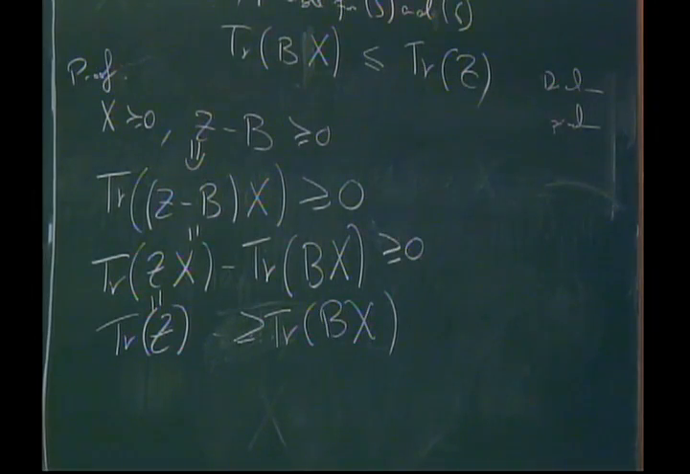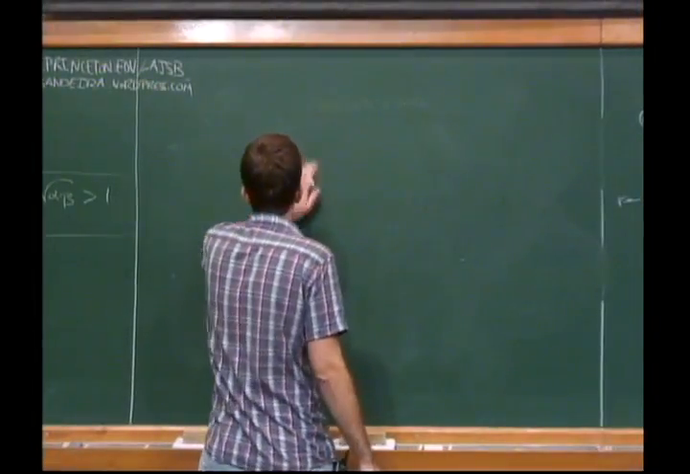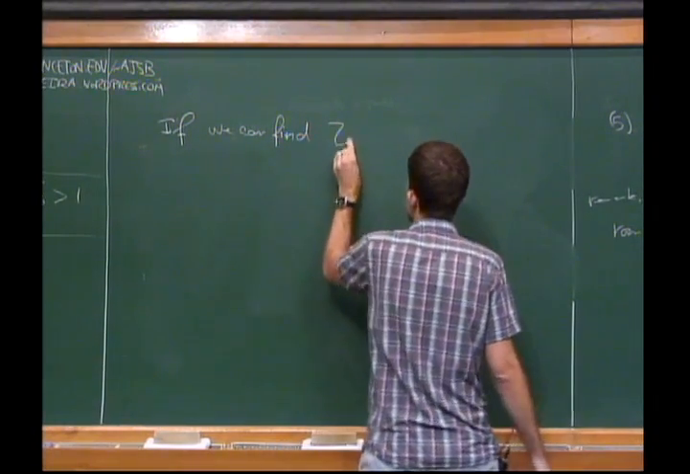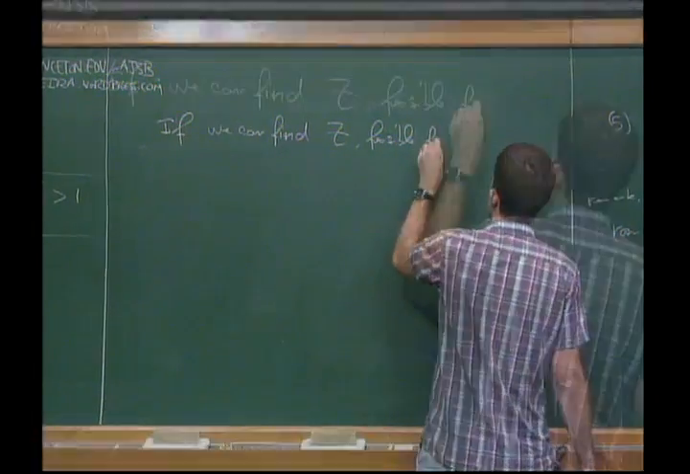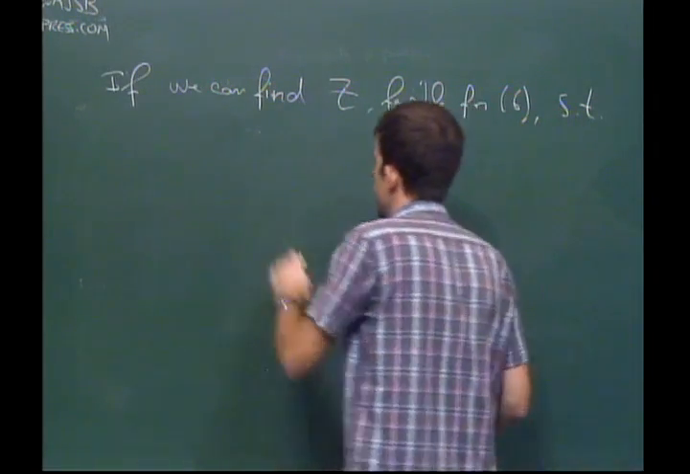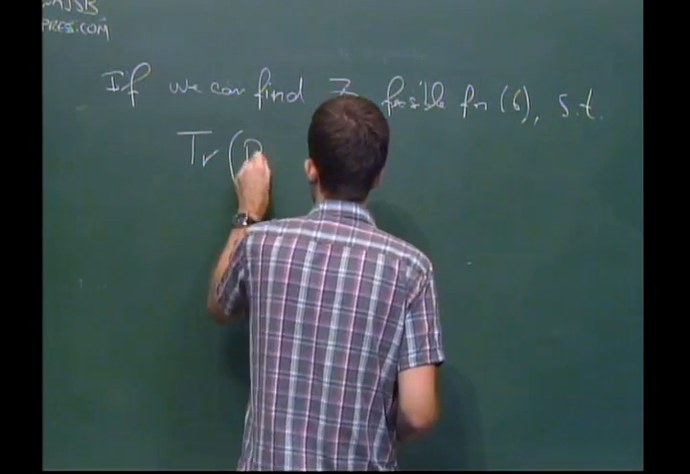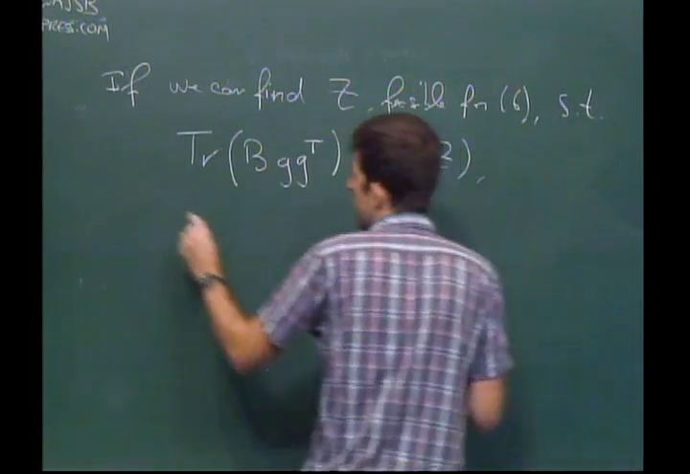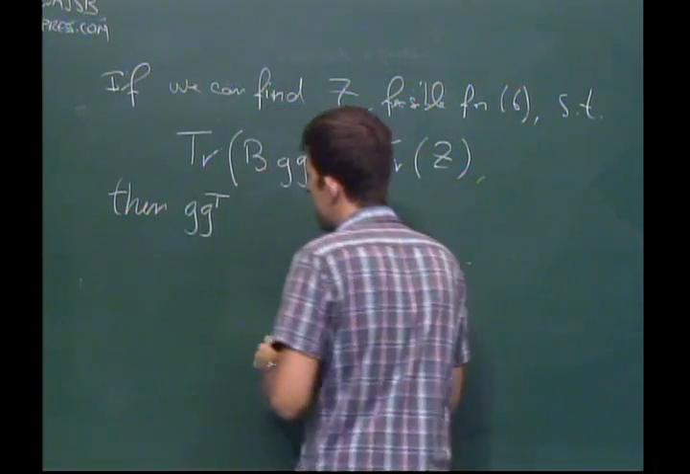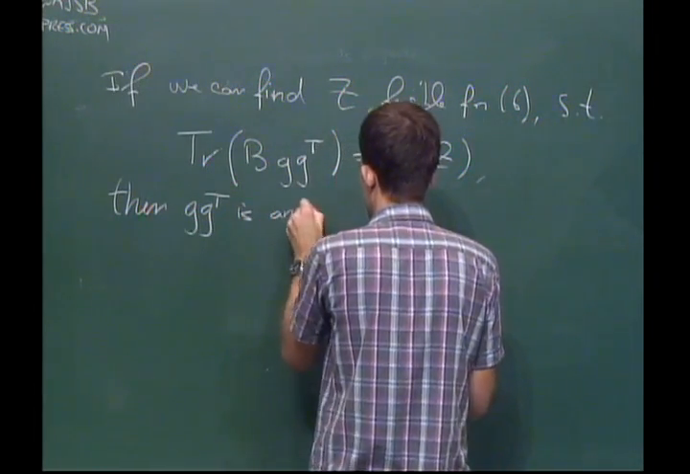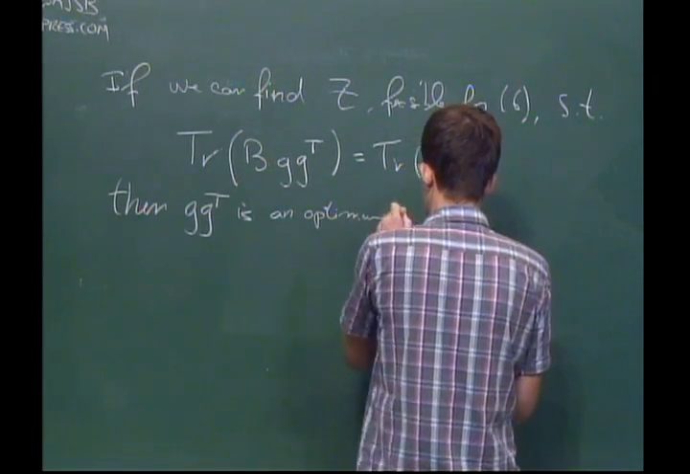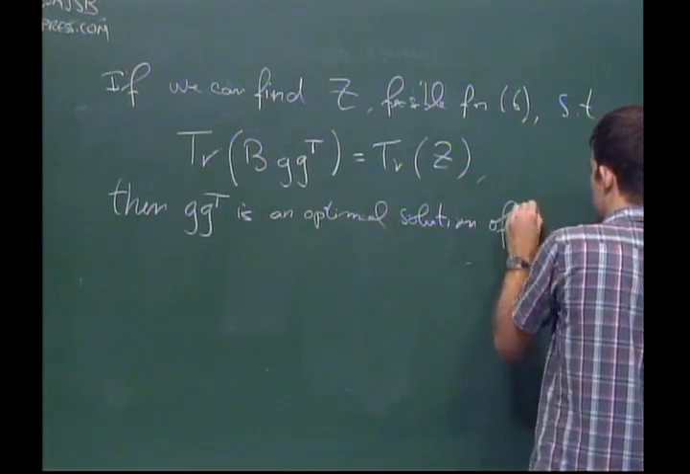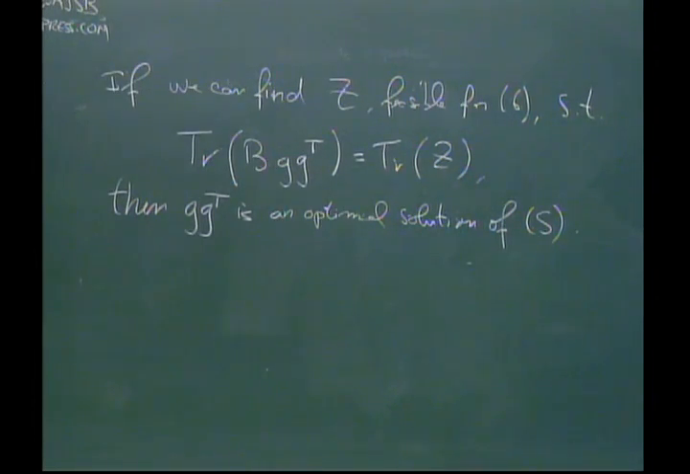Okay. So let's spell this out. If we can find Z feasible for 6 such that the equality holds, and this was just what I proved there.